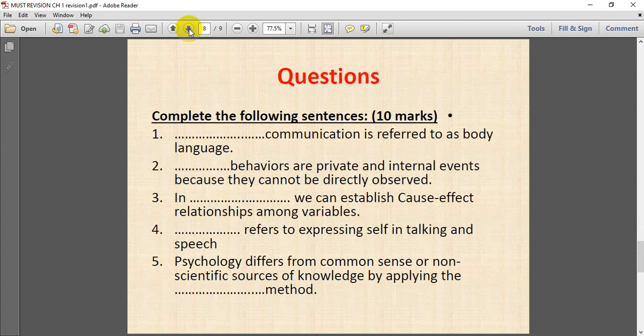Now, the third type of our questions. Complete the following sentences. Communication is referred to as body language. Fill in the space. Behaviors are private and internal events because they cannot be directly observed. Fill in the space. In, we can establish cause-effect relationships among variables. Refers to expressing self in talking and speech. Fill in the space. Psychology differs from common sense or non-scientific source of knowledge by applying the method.